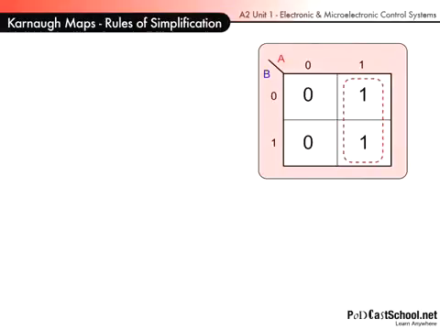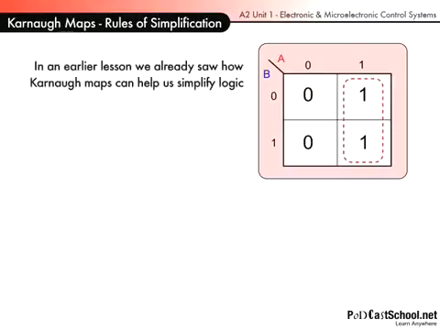Okay, so there is a standard Karnaugh map, a two variable one at that. It has two terms, A and B. In an earlier lesson we already saw how Karnaugh maps can be used to simplify logic. In this case, you can see that there's a 1 in both the upper right and the lower right hand cell. That tells us that this Karnaugh map has an output which is independent of B, because in this top right hand case B is a 0, but in the lower right it's a 1.